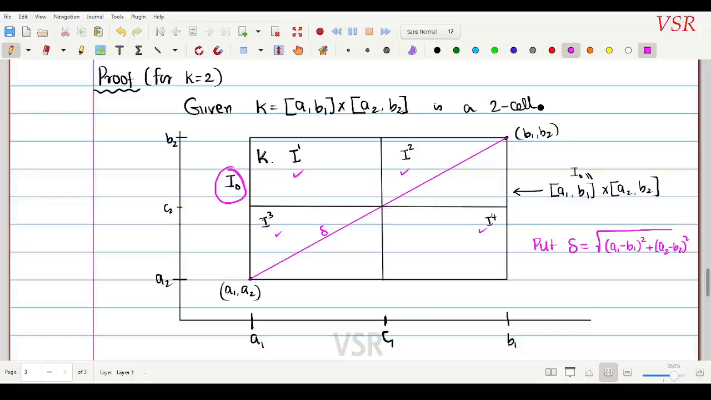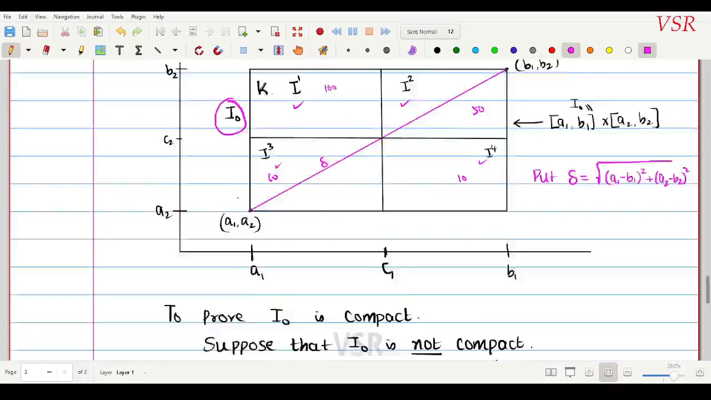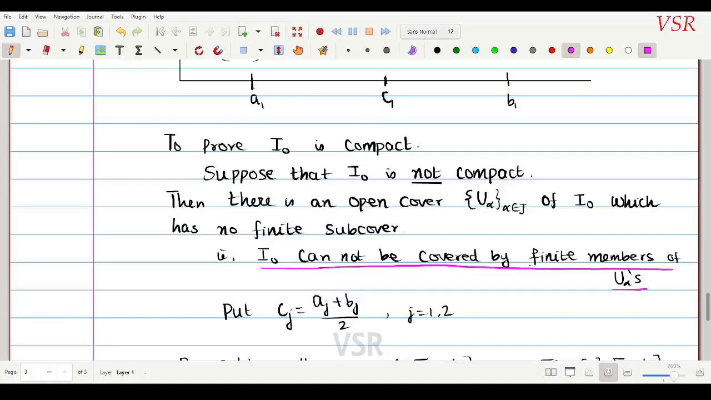Therefore I0 fields can also be covered by finite members. For example, இதை 100 u alphas வச்சு கவர் பண்ண முடியுது, இதை ஒரு 50 u alpha வச்சு, இதை ஒரு 60 u alpha வச்சு கவர் பண்ண முடியுதுன்னு வச்சுக்கோங்க. And this is ஒரு 10 u alpha வச்சு கவர் பண்ண முடியுது. அப்படின்னா மொத்தம் 100, 150, 160, 220 மெம்பர்ஸை வச்சு இந்த ஹோல் I0 கவர் பண்ணிடலாம். ஆனா இங்க என்ன வச்சிருக்கோம், this I0 cannot be covered by finite members of u alphas.